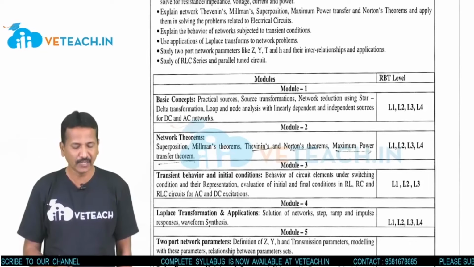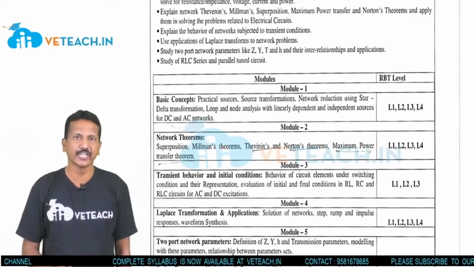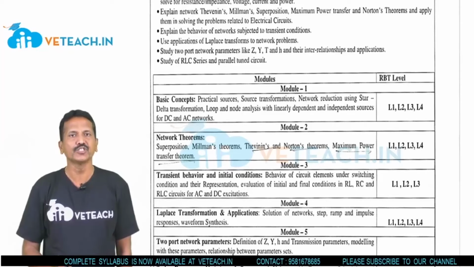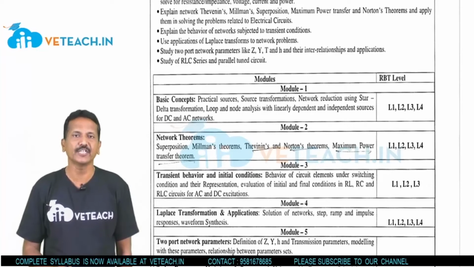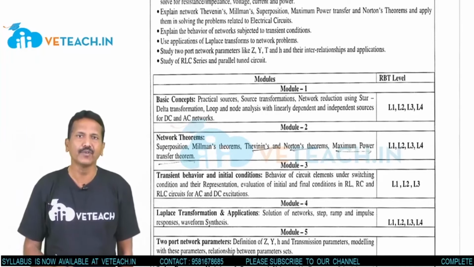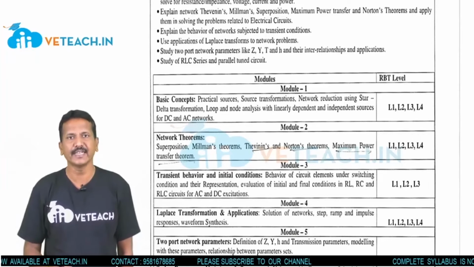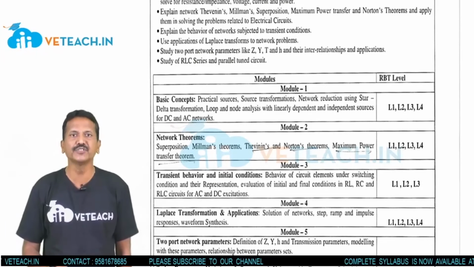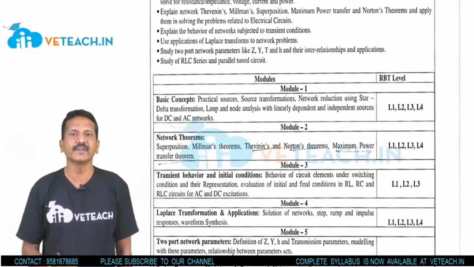In module 2, we have network theorems. Students, have you heard the words circuit and network? A circuit is a combination of elements, and a network is a combination of circuits. In one case we use high voltage, in another case we use high current, vice versa. In some cases we use power. So according to our requirement, we have some network theorems.